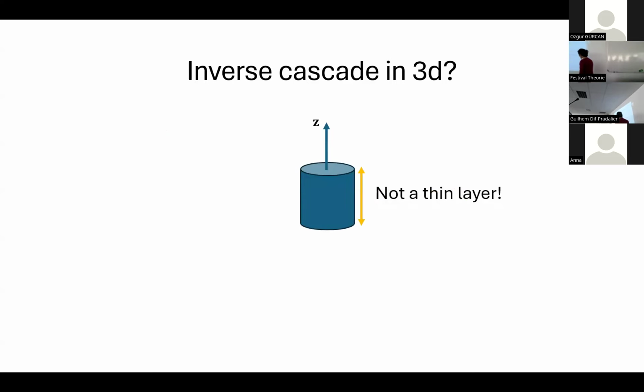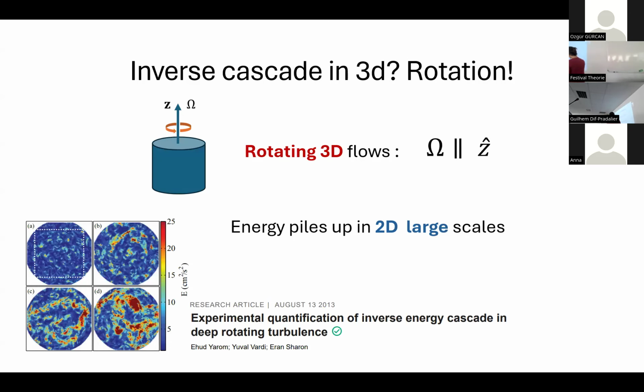The subject of this talk is, can we see something like an inverse cascade in 3D? So meaning that we have a three-dimensional system, and it's not a thin layer. Okay? I'm not working in a limit where all the kinetic energy is in the 2D component. That's not the situation that I'm thinking about. Okay, so what am I thinking about? I'm thinking about rotating 3D flows.